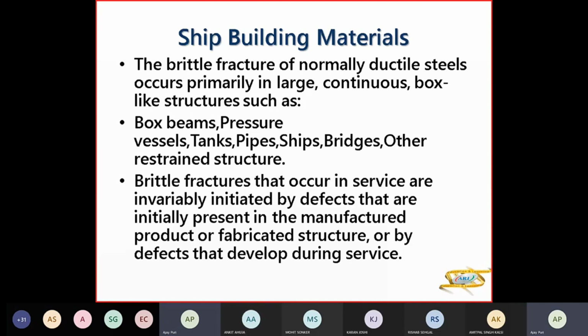So the brittle fractures that occur in service are invariably initiated by defects, which are patent defects. Right from the very beginning, these defects were there, or not patent defects, inherent defects. Inherent defects are the defects which happened during manufacturing. So inherent defects, this happens because it was present during manufacturing, or it can be when the defects developed during the ship service. So either it is an inherent defect right from the point of manufacturing, or it developed during your ship service period or ship's life.